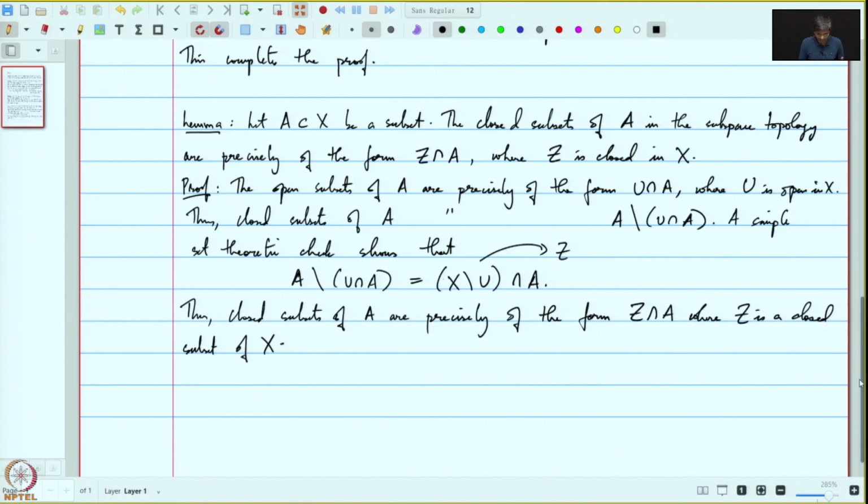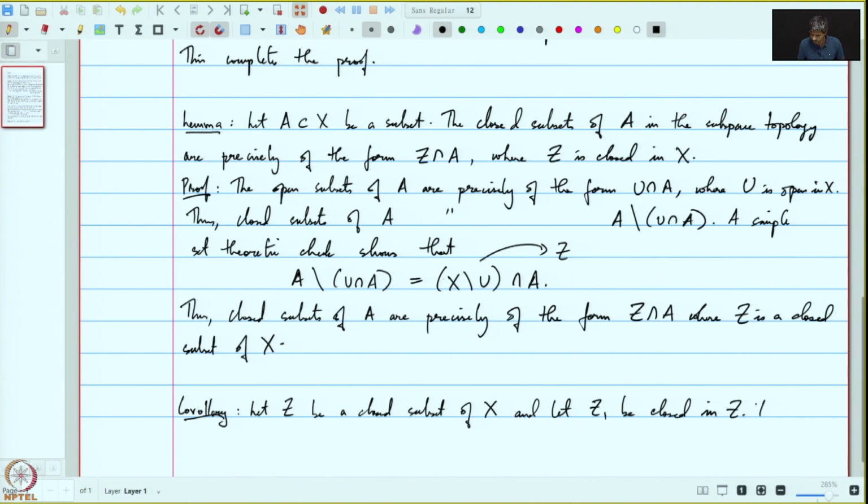Okay, and as a corollary of this lemma, let us see the analog of the proposition, which says that a closed subset of a closed subset is closed in X. So let Z be a closed subset of X, and let Z1 be closed in Z. Then Z1 is closed in X.